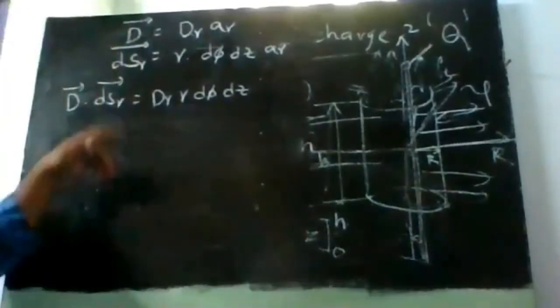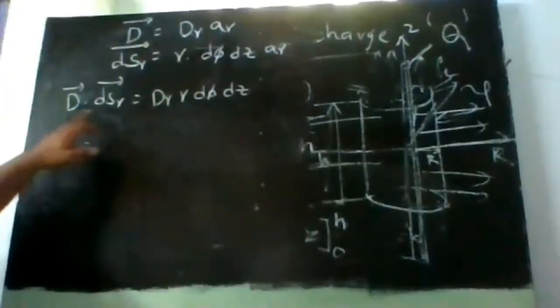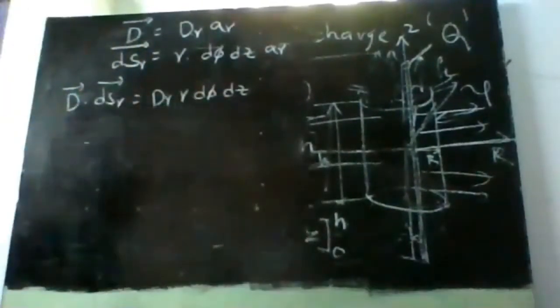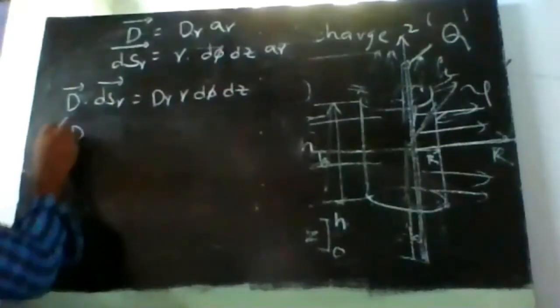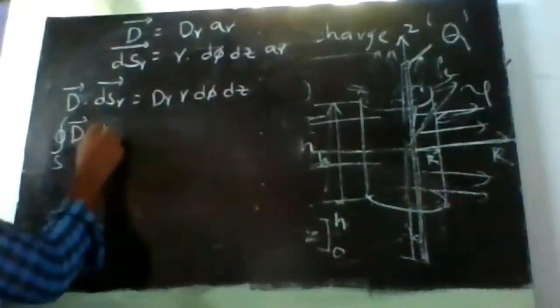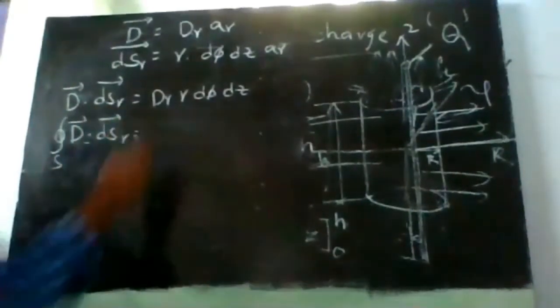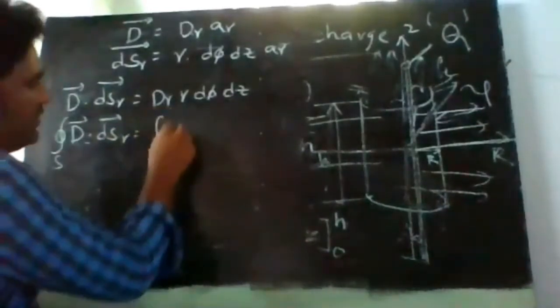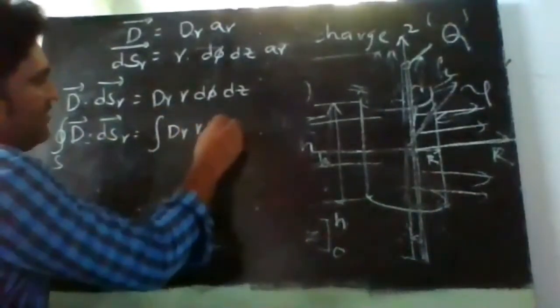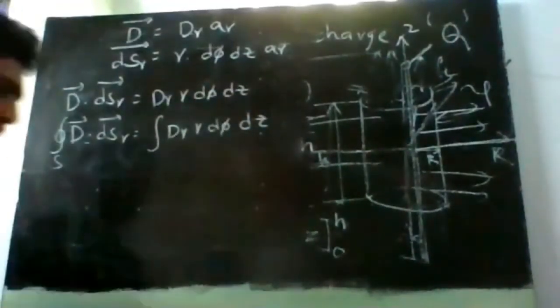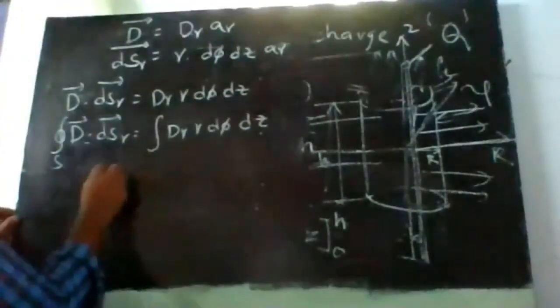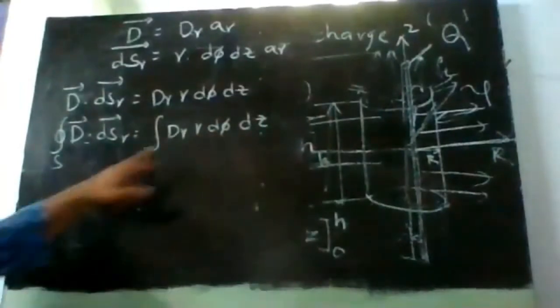Clear with this? So this is D bar dot dS r bar, like this. Now we have to take the integral. The surface integral of D bar dot dS r is equal to the integral of D_r r d phi dz. This is the expression. Now this is a double integral.